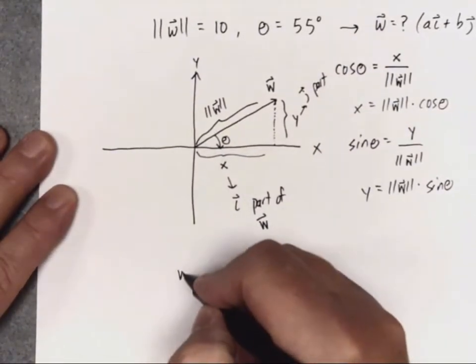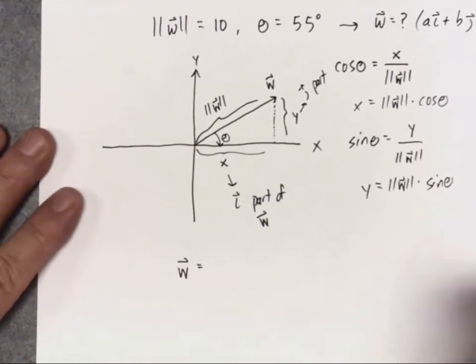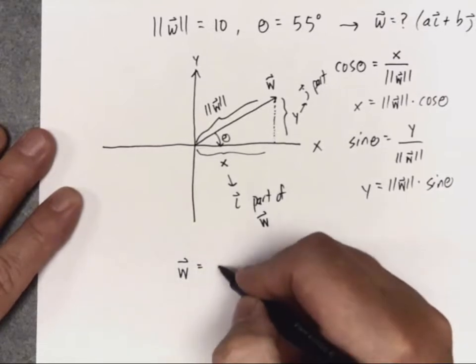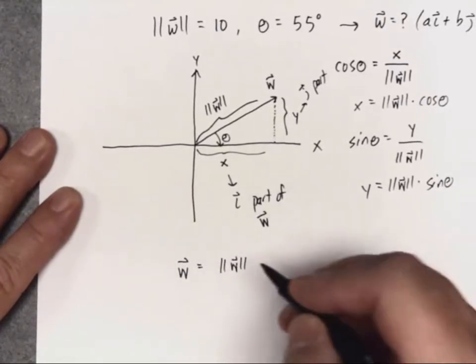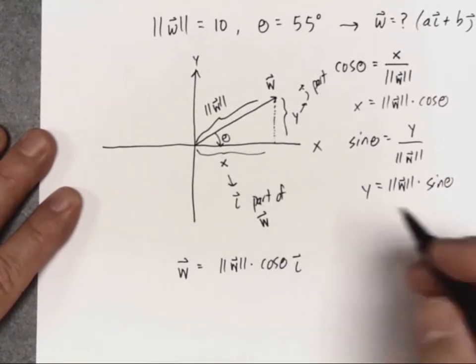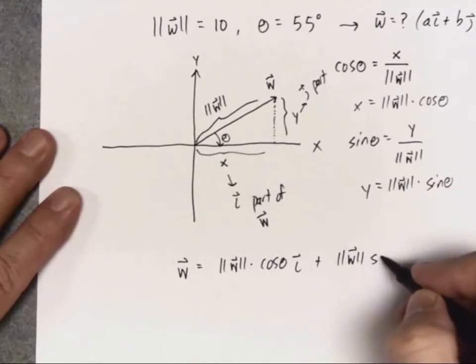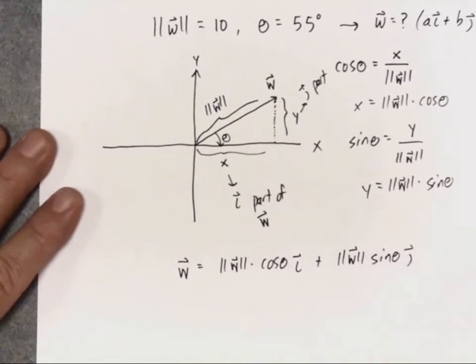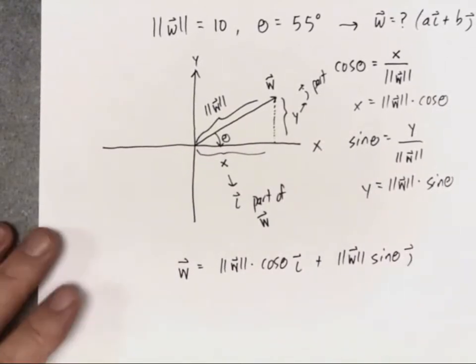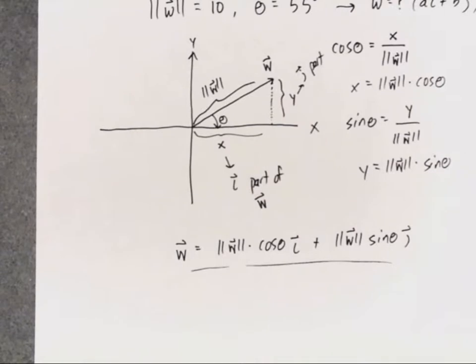So we could just summarize it. In this case, I could write the vector W. The i part would be the magnitude of the vector times the cosine of the angle, and the j part would be the magnitude of the vector times the sine of the angle. So you're going to use this a lot, but this just shows you how and where it comes from. And it's actually pretty straightforward. You just take your vector, you create a right triangle, and you go from there.